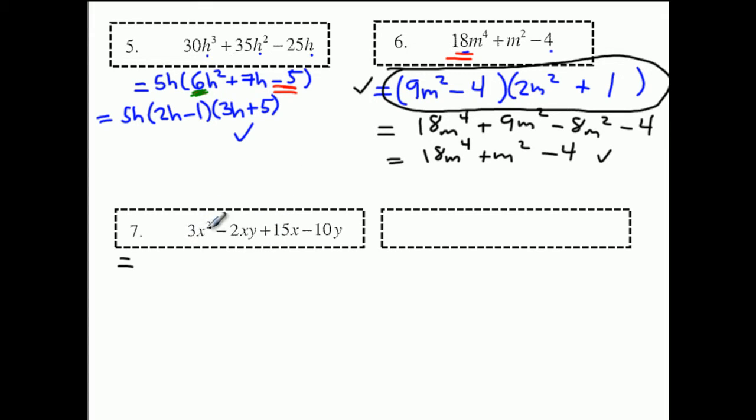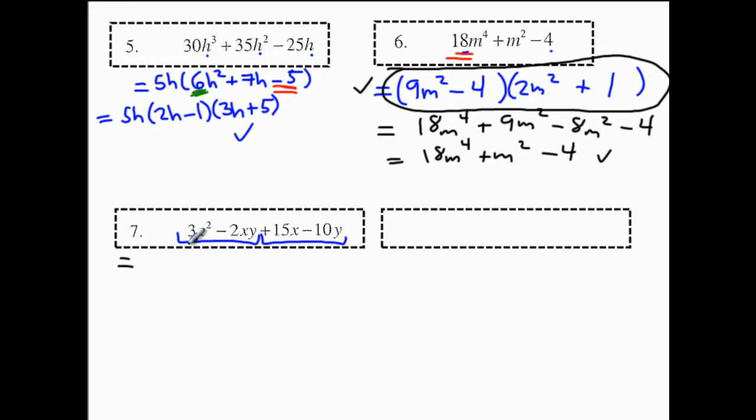x squared is the only x squared term. There's only one x term. There's only one xy and only one y term. If I had a positive 2y at this point, I could combine these two, but I don't. So what we want to do is just pair some terms together. Try pairing these two.